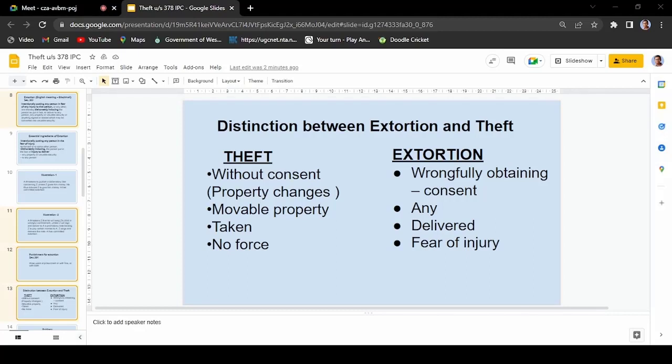Whoever intentionally puts any person in fear of any injury, and thereby dishonestly induces the person so put in fear to deliver to any person any property or valuable security, or anything signed or sealed which may be converted into a valuable security, is said to commit extortion. What is the difference between theft and extortion? There is the fear of injury to that person. There is dishonest intention, and valuable security is there, and one commits extortion.